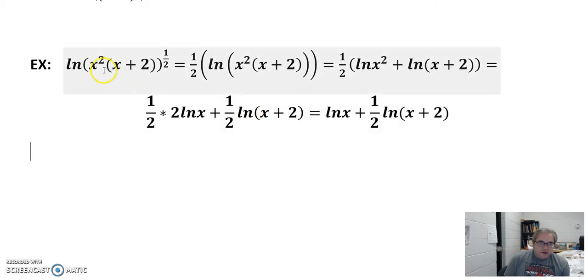So pause it, go back through it, check it, see if that makes sense. If you have products, they're going to turn into additions. If you have an exponent, that's going to move to the front. You just have to be careful in the sequence of events when that happens.